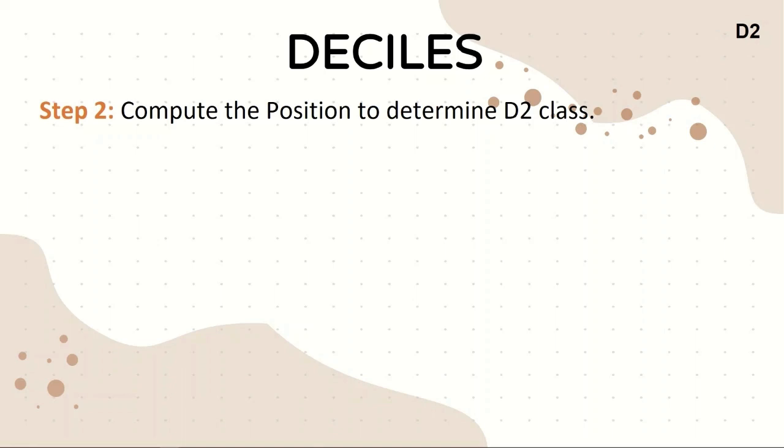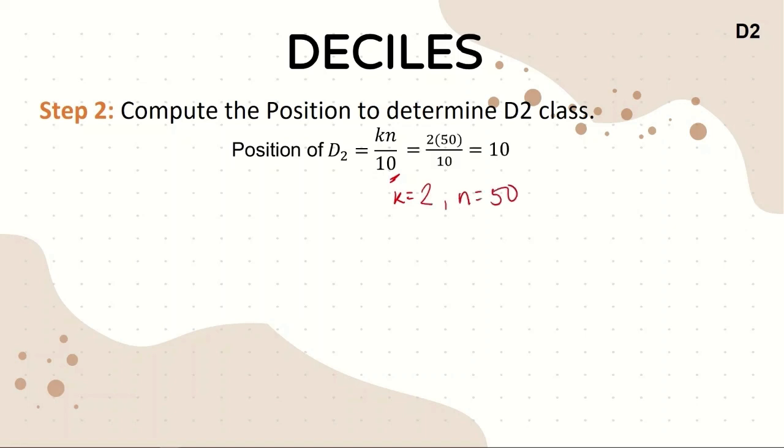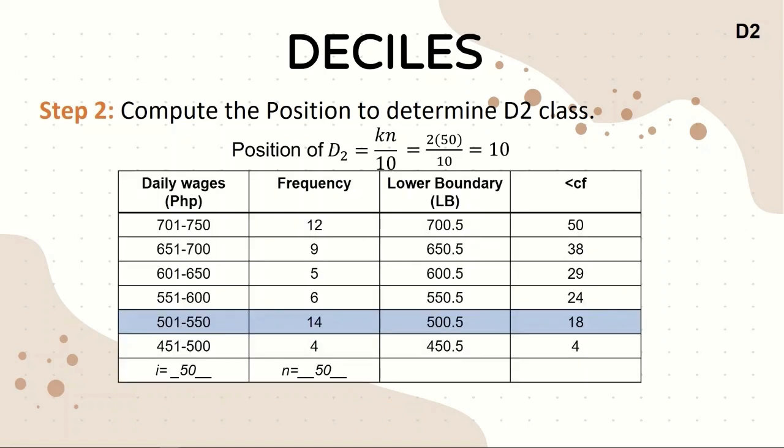A while ago, I already explained to you that the difference between the quartile and the decile is finding only the position. So the formula for the decile is equal to k times n over 10. Since we have to find the second decile, our k is equal to 2 and n is equal to 50. So the position of decile 2 is equal to 2 times 50 divided by 10. Therefore, the position of decile 2 is equal to 10.